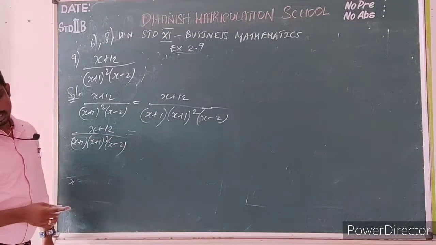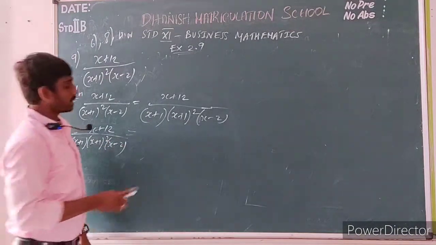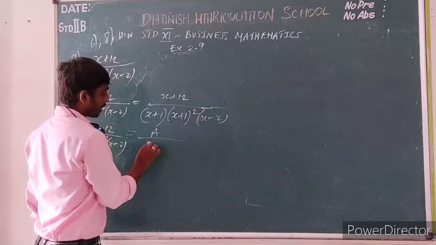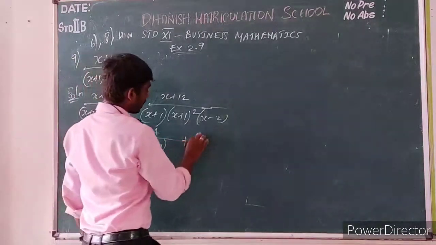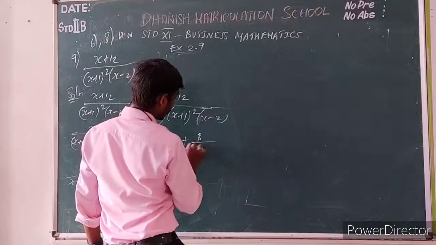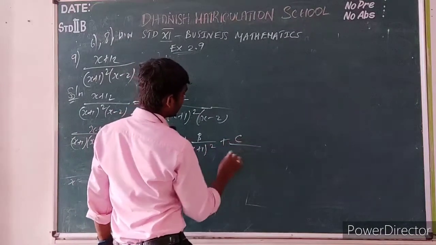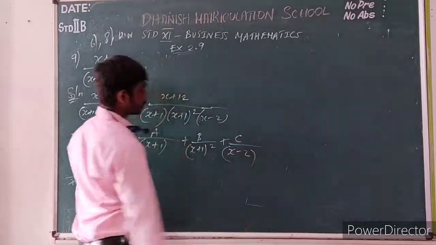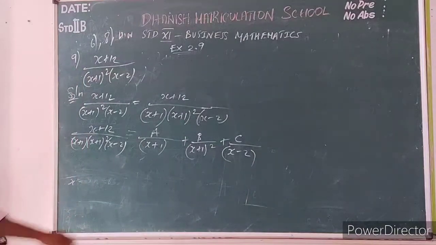Then now split up the a, b, c values. Then you have to split up this one: a divided by x plus 1 plus b divided by x plus 1 the whole square plus c divided by x minus 2. So c value, that is c divided by.